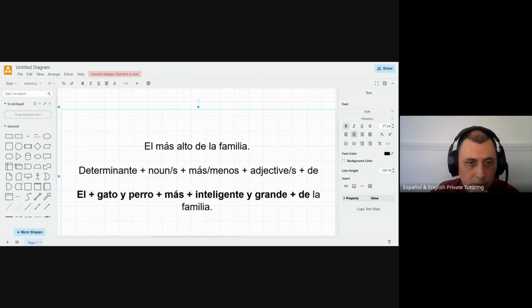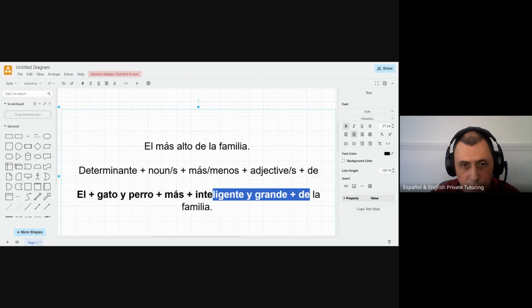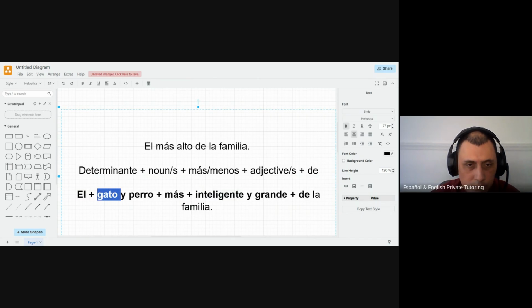So el is a determinant, in this case an article. Noun, nouns, I'm using two nouns here, gato y perro, más or menos, which is a superlative. Adjectives, inteligente y grande, and de. Now, this is something you don't have in English, you have to memorize it. But a good way to memorize this is to translate it directly from Spanish to English so you understand the structure. It will be the cat and dog most intelligent and big of. That's how we say it. You just have to learn this formula.